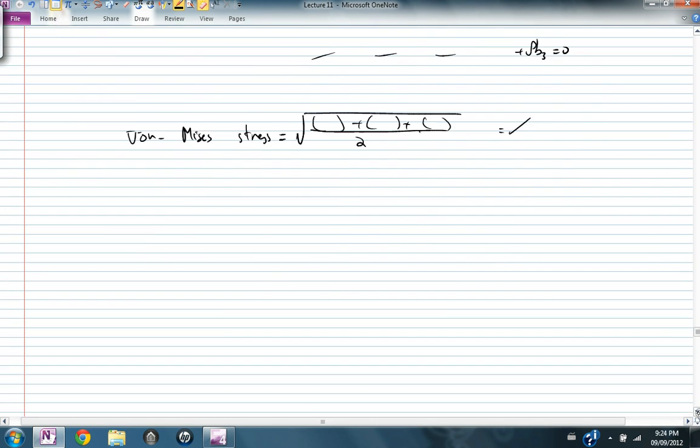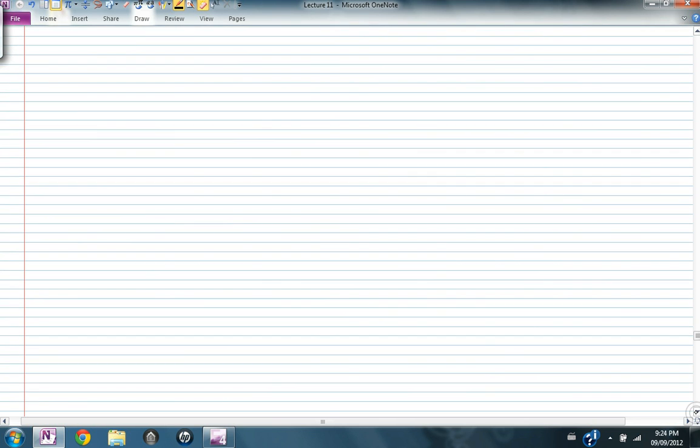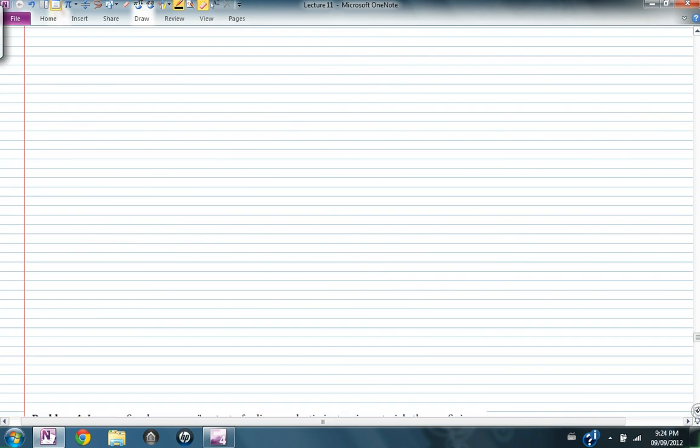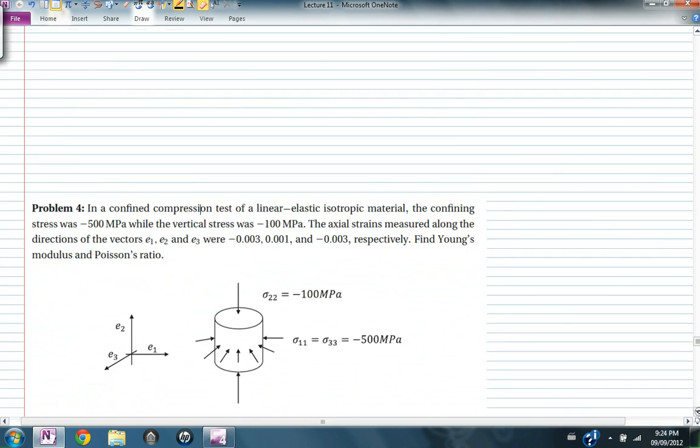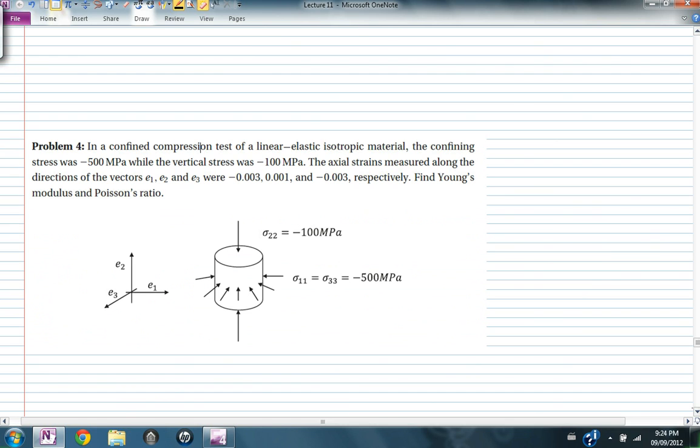In the next problem, usually these kinds of problems appear in soil mechanics, where you get a soil specimen, you put it inside a container, and you apply what is called a confined compression test. In the confined compression test, you put stress in circumferential or confining pressure. So the confining pressure is given as negative 500 MPa, while the vertical stress is given as negative 100 MPa. And then we have the strains in this direction: epsilon 1 1, epsilon 2 2, and epsilon 3 3. We need to find Young's modulus and Poisson's ratio.